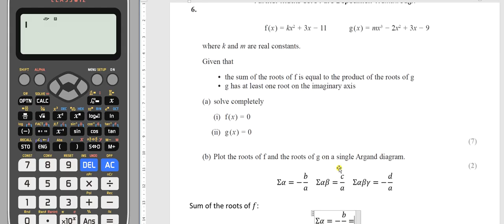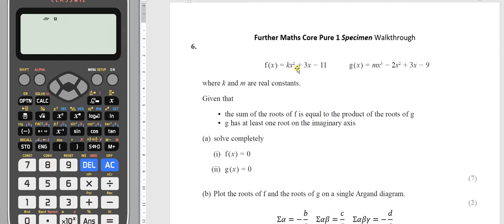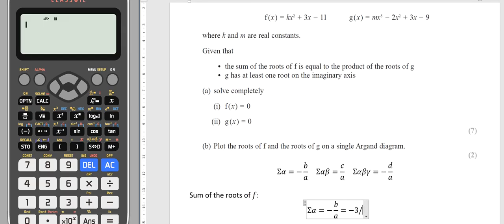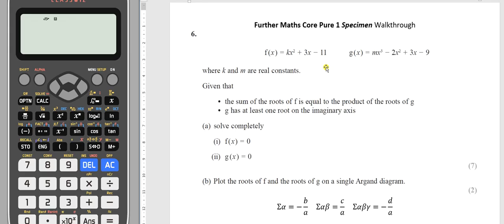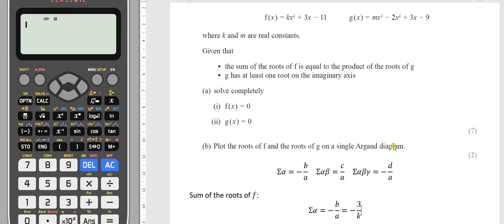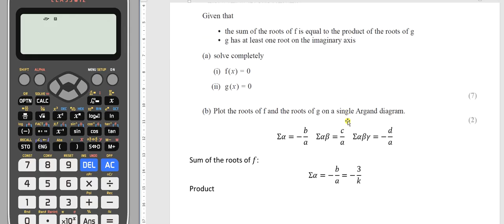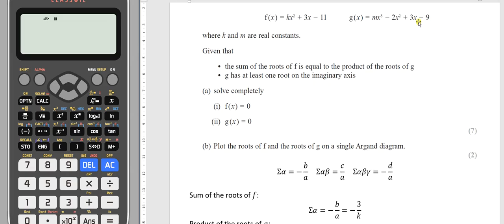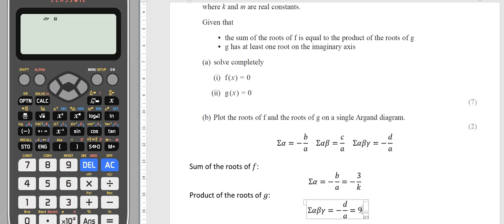So the sum of the roots of f can be calculated by doing minus b over a, which in this case is minus 3 over k. I'm not too concerned that I haven't got a value for this yet, because this is just one of a number of clues that I can make use of. I've got the sum of the roots of f. Now I'm going to get the product of the roots of g. And the product of the roots is actually this one, because the product of the roots when you've only got three roots is the same as the sum of all triplets of the roots. So minus d over a is minus 9 over m. So 9 over m.